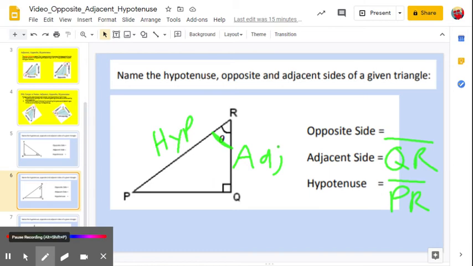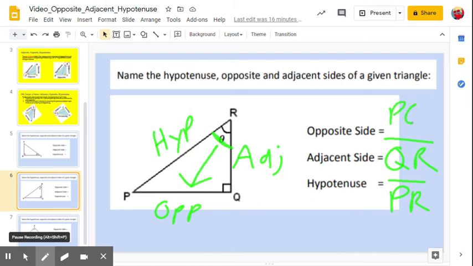Now, if I ask you for the opposite leg or the opposite side from the angle of reference, that's the side that's across from it. So again, if you use your thumb method, your thumb's on angle R, the side you're not touching is the opposite leg. And so that would have been PQ. Segment PQ is your opposite leg.